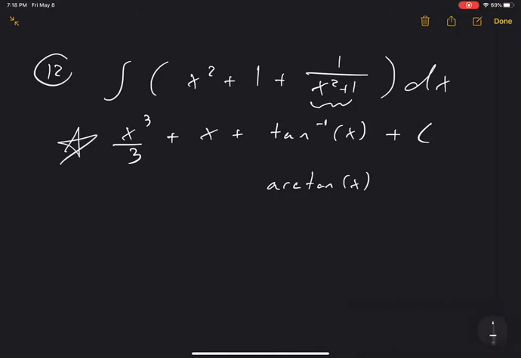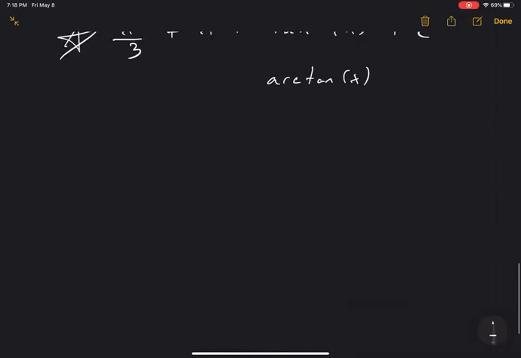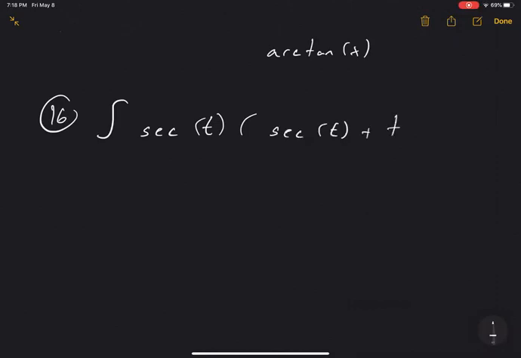All right, that covers most of it. Well, let's do one more indefinite integral. How about 16? We got some trig stuff. Secant of t times secant t plus tan t, dt. Again, I have one term multiplied by this bigger term here. It's going to make my life a lot easier if I go ahead and multiply everything out.